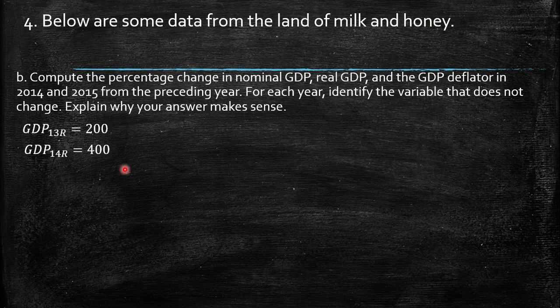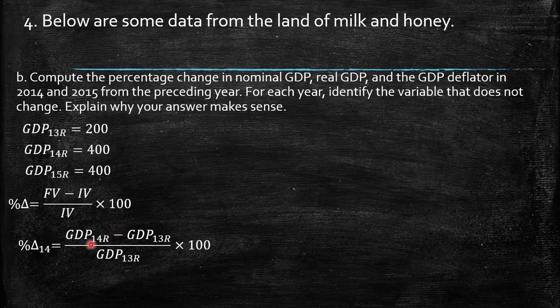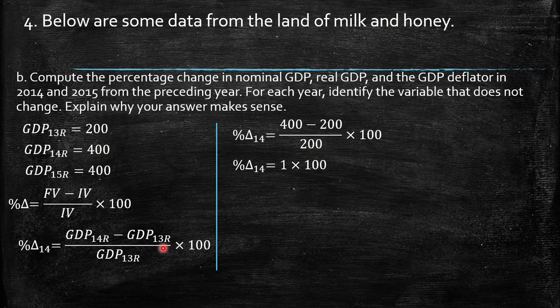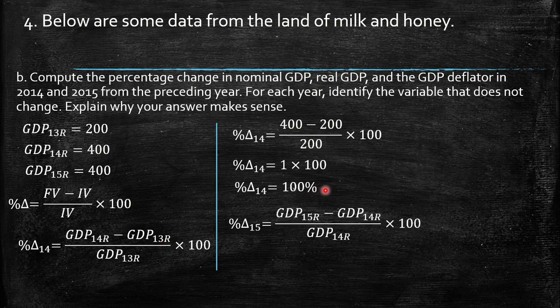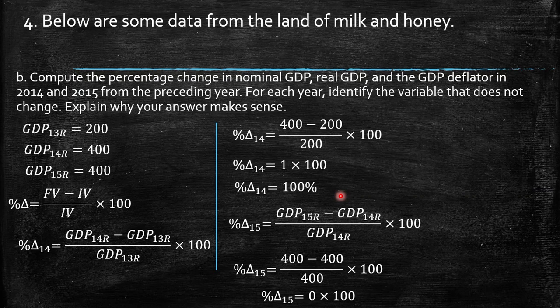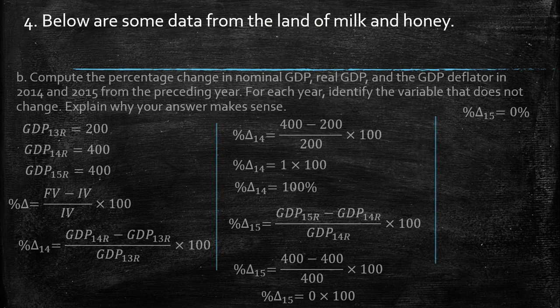Then for the real case, we have these numbers, and the same formula, final value minus initial value over initial value times 100. So we have 14 minus 13 over 13, but in real terms. This is the case for 14, so we have an increase of 100%. And then for 15, we do 15 minus 14 over 14, and then we end with 0%. Why? Because it's exactly the same quantity. So here we have the percentage for 15, 0.